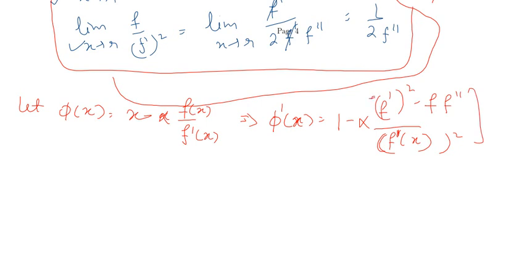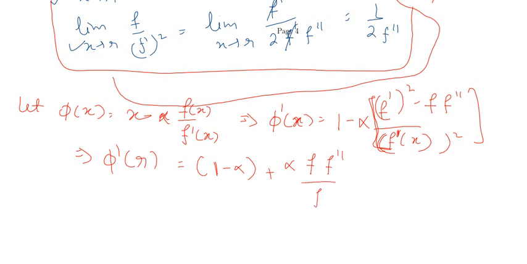Now this implies phi dash of alpha, so this is equal to phi dash of r. I wish to find phi dash of r, so that is equal to 1 minus alpha plus alpha times f double dash divided by f dash whole square. And you are applying the limit on both sides.